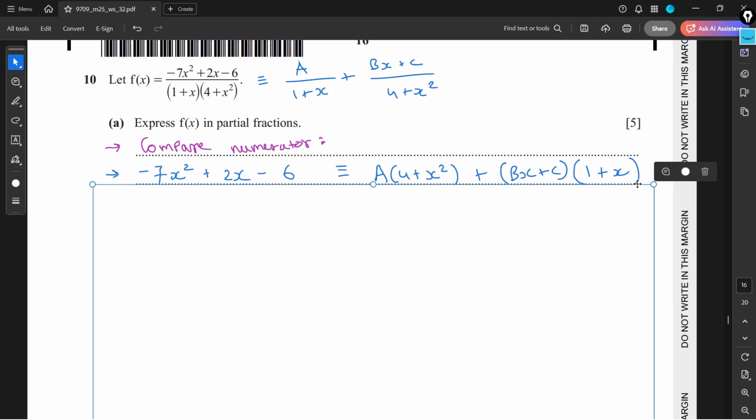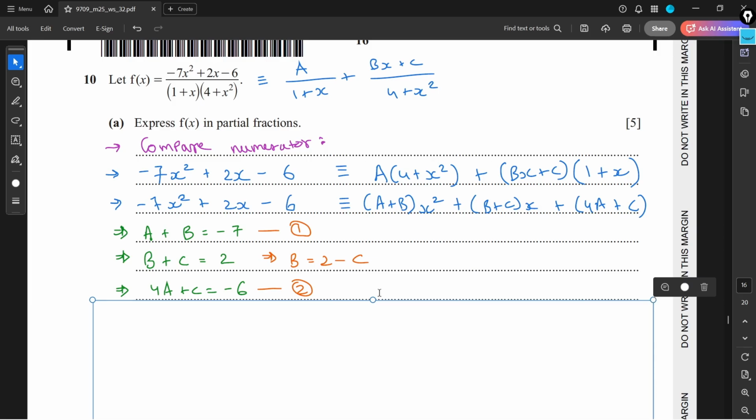Now after this, I just have to compare the x square term with the minus 7, x term with the 2, and the constant with negative 6, out of which I'll be getting three different equations. Let me show you how am I going to do this. There we go. I have done an extra step over here so that I can find out what is the coefficient of x square on the right hand side, what is the coefficient of x, and then what is the constant. Once I'm done with that, I am saying that minus 7 is equals to a plus b, that is the first equation. The second equation is b plus c is equals to 2. And then the last equation is 4a plus c is equals to negative 6.